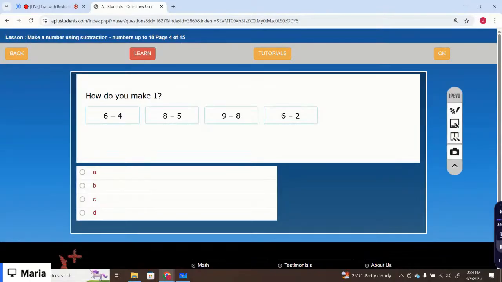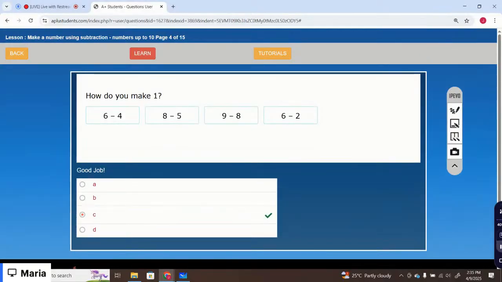How do you make 1, which is the correct option? That is 9 take away 8. Option C is the correct option.